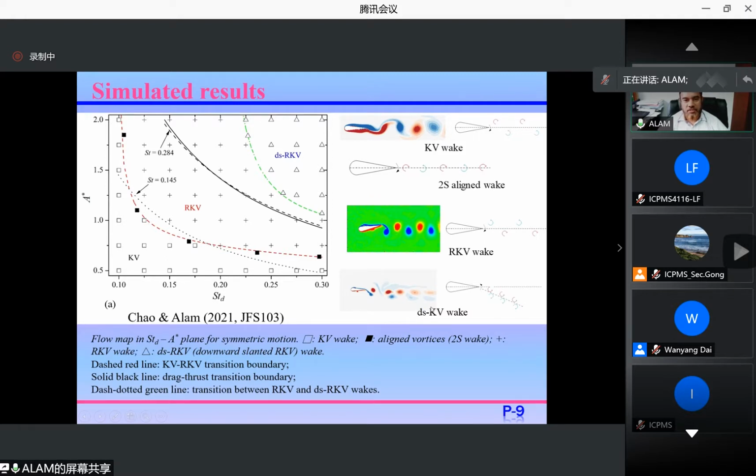And this is the deflected wake. The wake is not symmetric. It is deflected, moving toward the lower side. But all the upper three wakes are symmetric about the y equals 0 symmetric line.